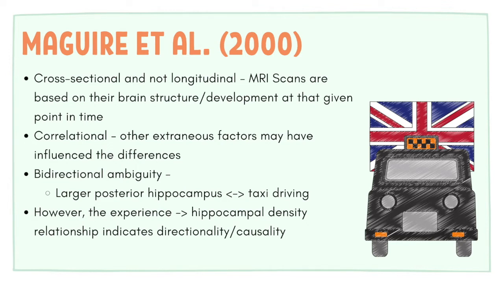However, this is less of a concern in this particular research since there was a correlation established between the number of years of taxi driving experience and the increased density of gray matter in the hippocampus. So because there was a relationship between the amount of time spent taxi driving and gray matter density increasing, it does show that there is kind of a direction. So this then suggests that there is a causality or potential causality between taxi driving and changes in the hippocampus.